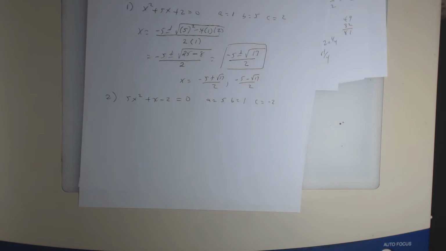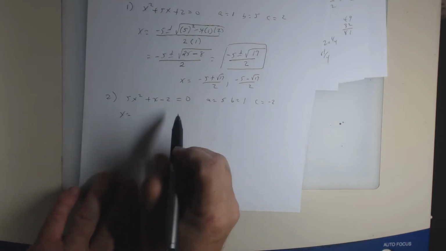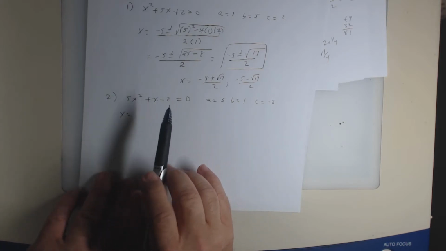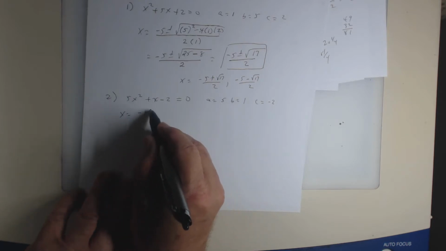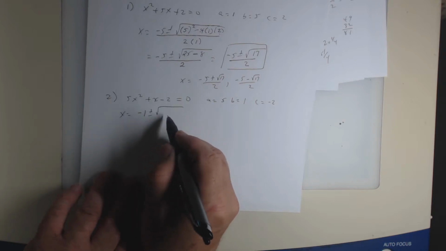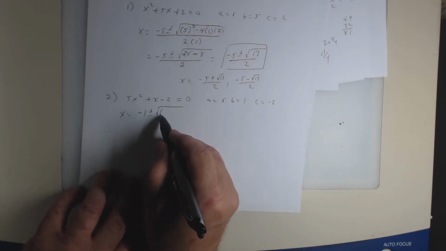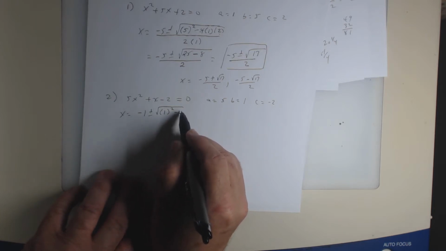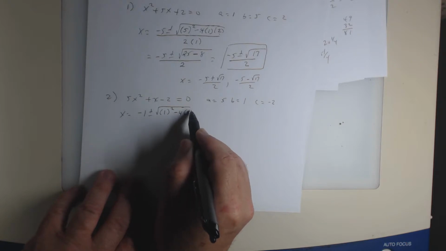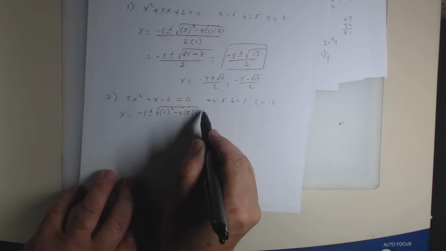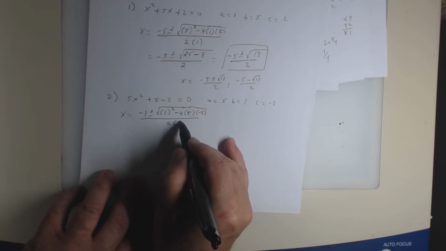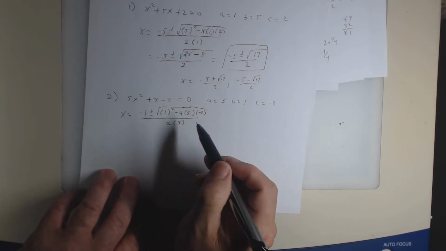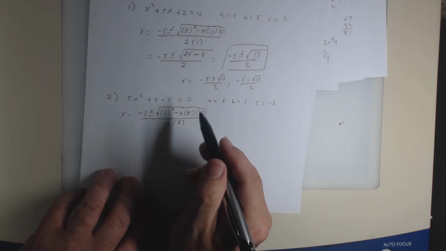And then I just plug it back into the formula. So I get x equals. The formula says the opposite of B. What is B here? What's the opposite of that? Plus or minus the square root of, and that's when I'm going to start using parentheses. I'm going to take B, which is 1. I'm going to do what to it? Square it. Minus 4 times A, what's A? Times C, which is negative 2, all over 2 times A, what's A? 5. So all you do is just plug these numbers back in.